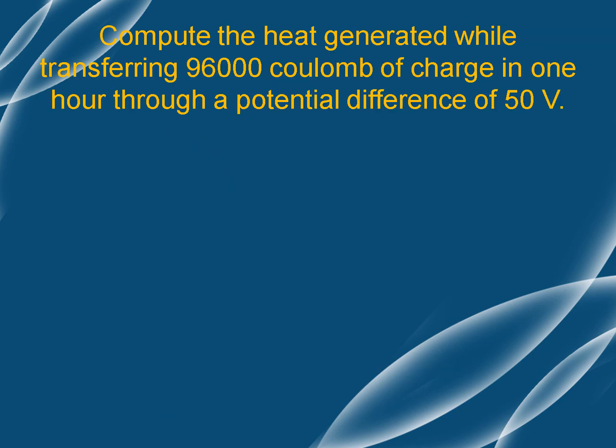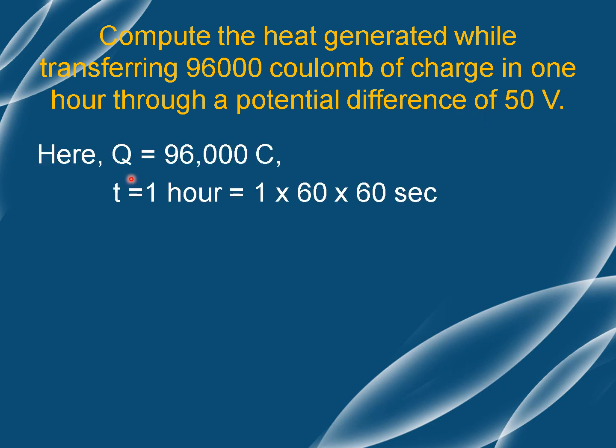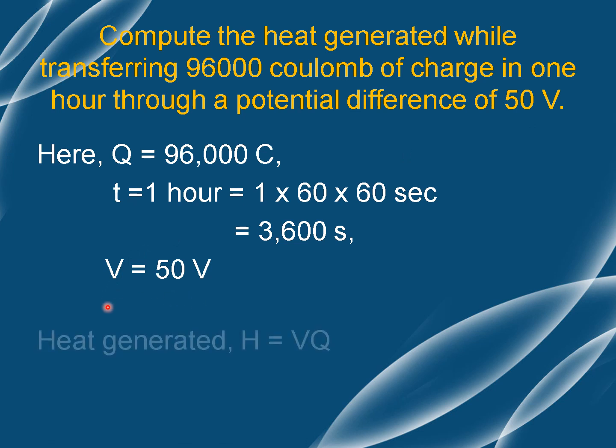Compute the heat generated while transferring 96,000 coulomb of charge in 1 hour through a potential difference of 50 volt. Here we have the charge as 96,000 coulomb. Then the time given is 1 hour. So we have to convert this 1 hour into seconds. That is 1 times 60 times 60 seconds. We have the answer as 3600 seconds. Then it is given in the question that the potential difference is 50 volt. So V is equal to 50 volt.